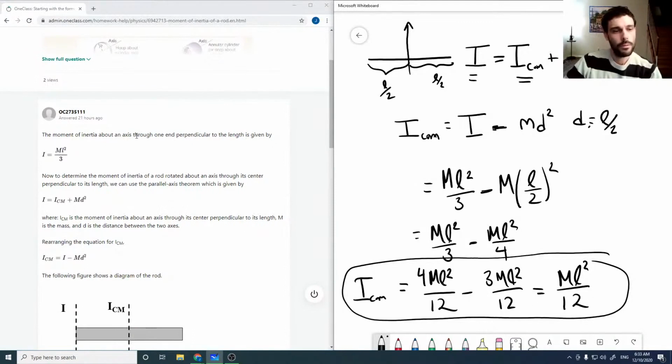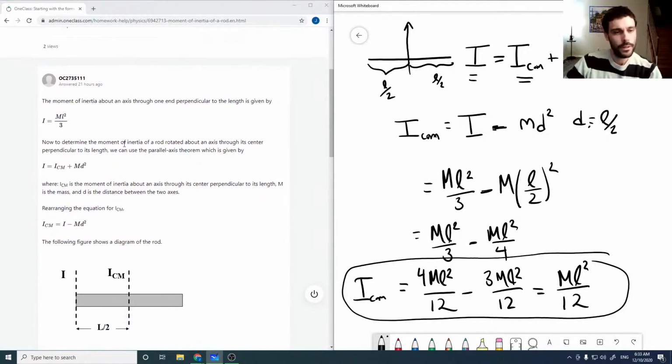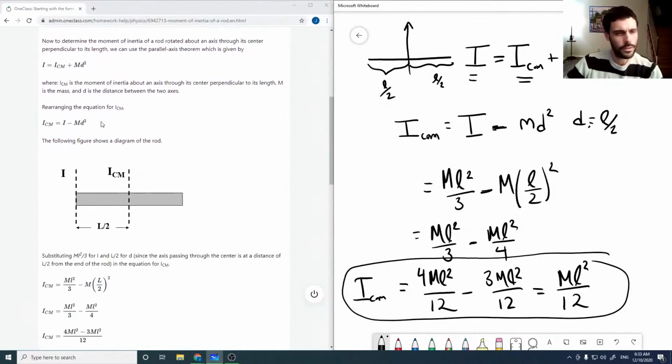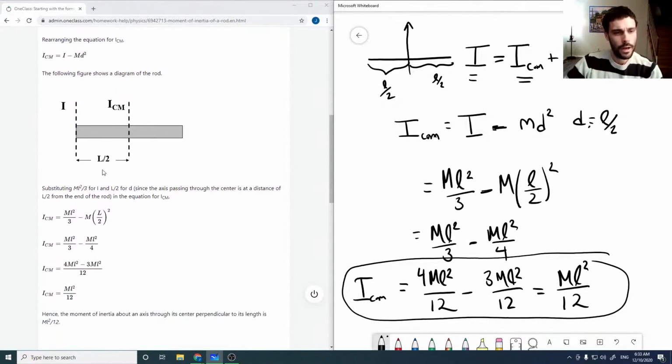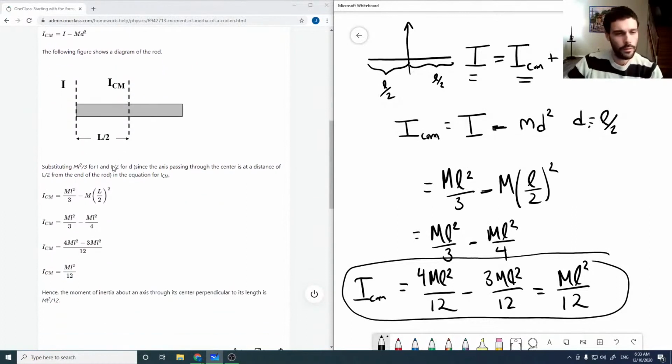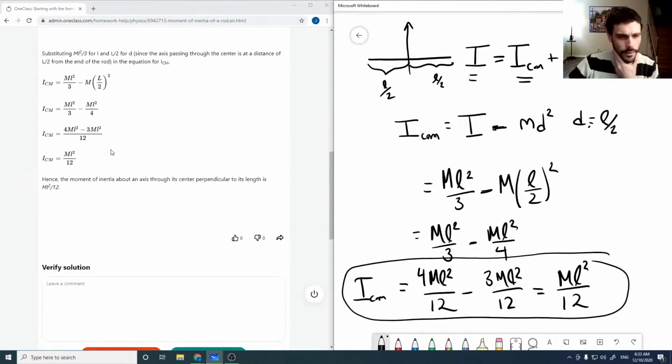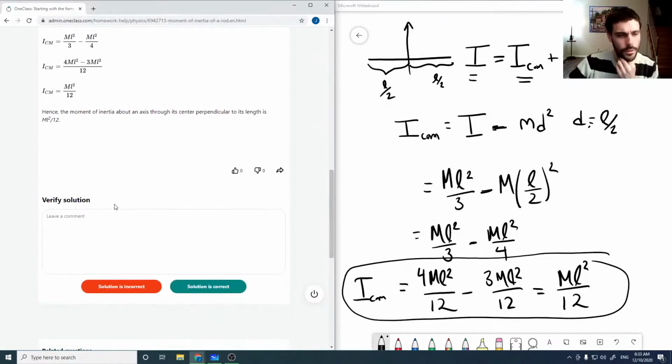Okay, so the moment of inertia about one end, we can use this equation. It needs to be rearranged, so that looks good. We've moved by this L over 2, so that looks good. And okay, all that looks good to me. So the solution is correct.